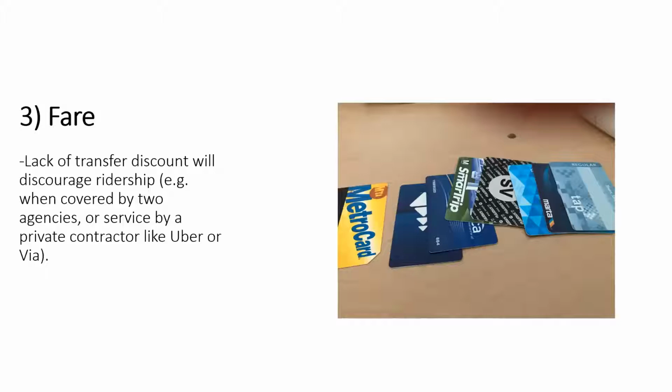Fare coordination is another factor that we found was lacking in the Arlington and Trinity Rail Express transfer, but was present in DART. For example, if you take the Arlington service, you are going to pay $3 for that service, plus you're going to pay the full fare for the Trinity Rail Express. There is no transfer discount. Whereas if you take the DART service, especially if you have a DART pass, then you're going to pay one fare.